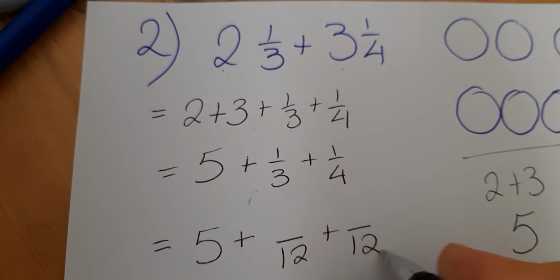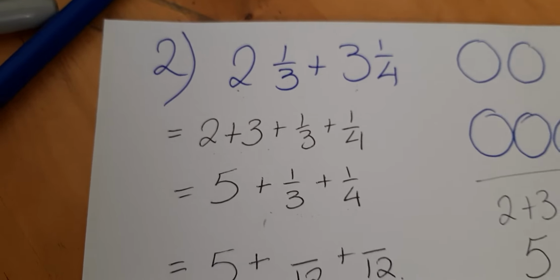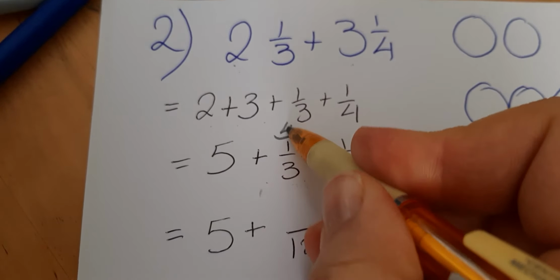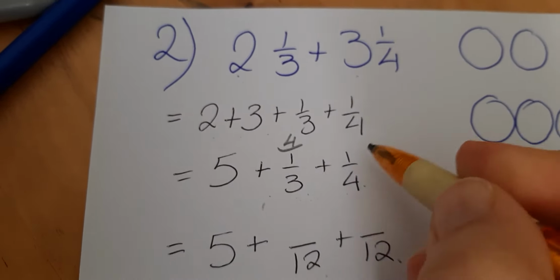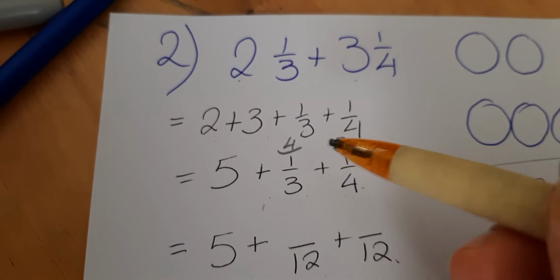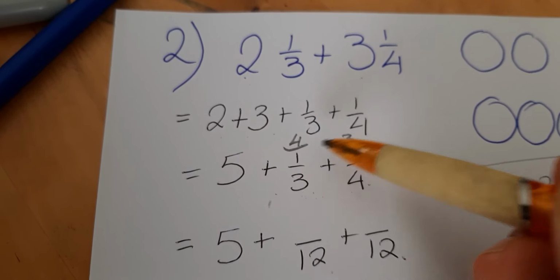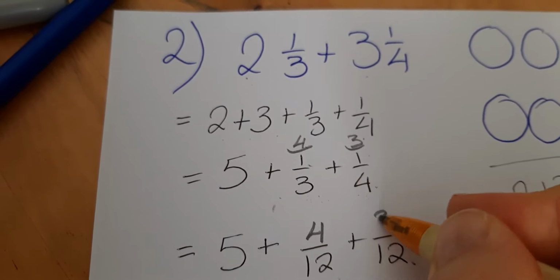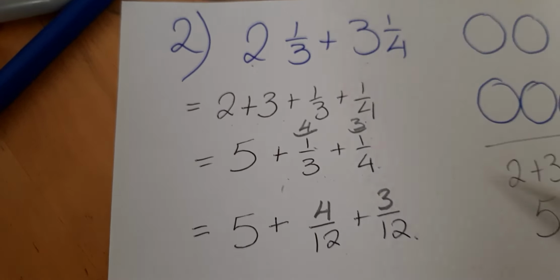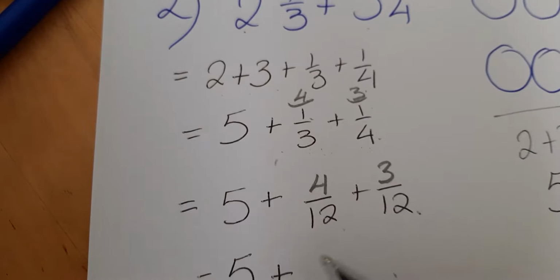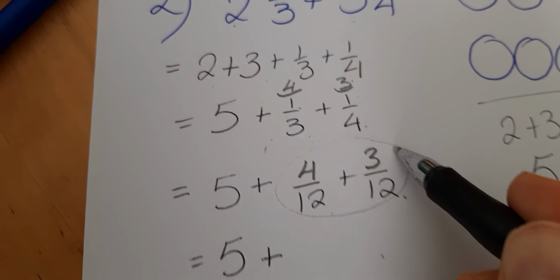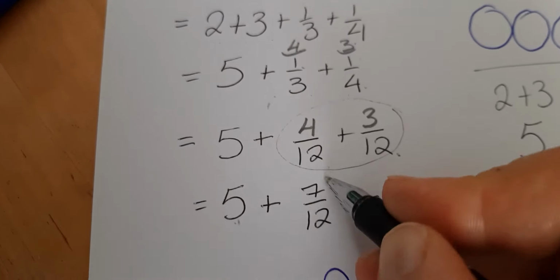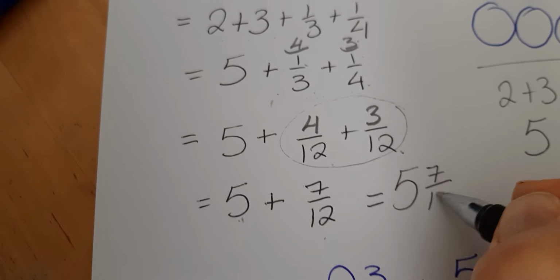We'll make them both into 12s. What did I multiply the 3 by to get a 12? I multiplied it by 4. What did I multiply the 4 by to get a 12? I multiplied it by 3. So I multiply the numerators by 4 and 3. 4 times 1 is 4. 3 times 1 is 3. So that equals 5 plus 4 twelfths plus 3 twelfths, which is 7 twelfths. So my final answer is 5 plus 7 twelfths, which is 5 cakes and 7 twelfths of a cake.